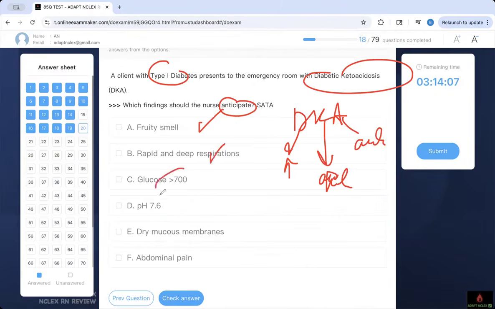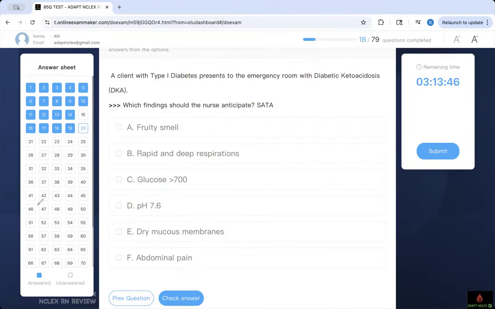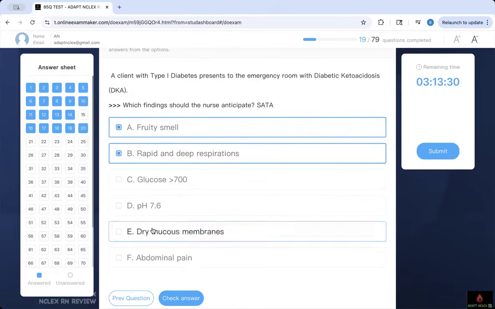Your glucose is not going to go more than 700. That is what? HHS, right? pH, you're going to be acid. This is not acid. Your mucous membrane is going to get dry because you're going to get dehydrated, and the dehydration causes abdominal pain. You see the way I answer the question? All from the question that is giving me. I just break it down with the content and I look at it and I say, DKA, I'm using you to answer the question. So use the DKA to answer the question. Therefore, we have 1, B, E, and F.